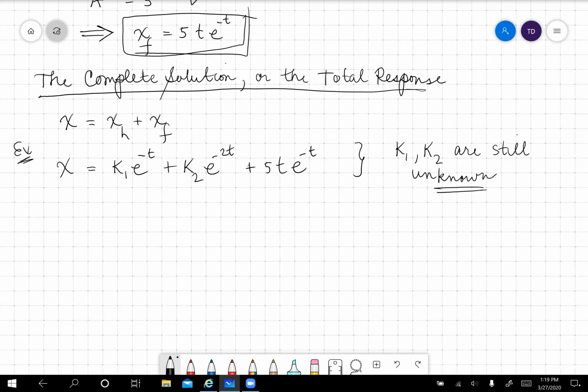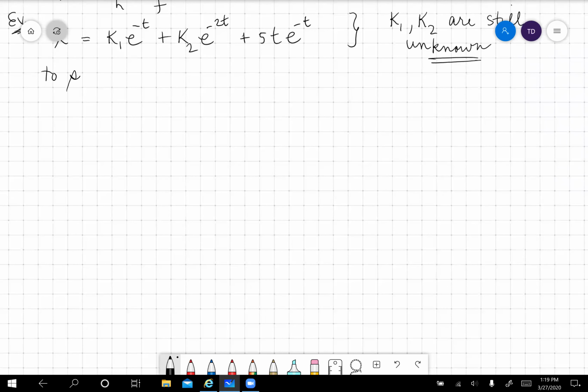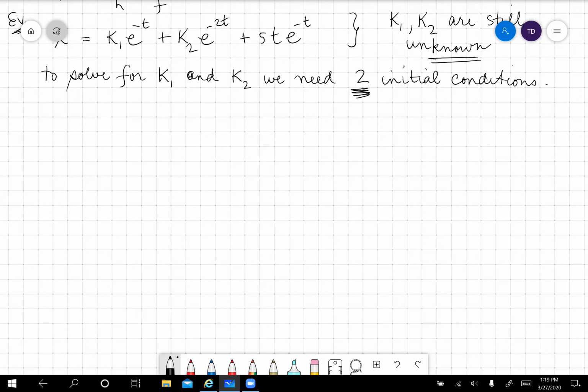So to solve for K1 and K2, we need two initial conditions. The problem is the initial conditions we are either given or that we can find very easily are not the two that we need. The two initial conditions that we can get pretty easily are the currents through the inductors and the voltages across the capacitors. But I need two conditions about X.